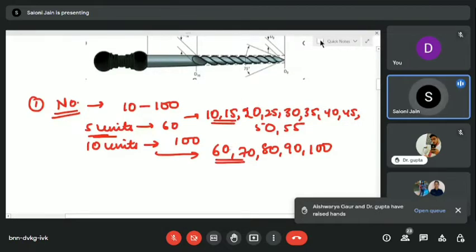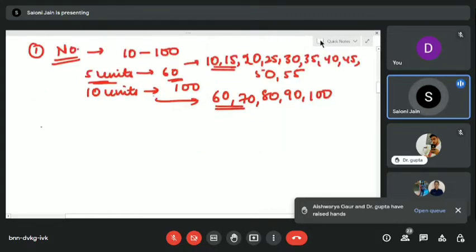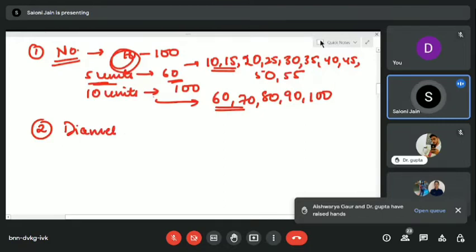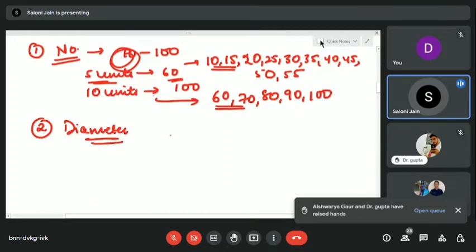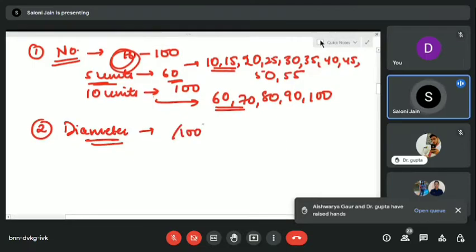So they will advance by 5 units till 60 number, and they will advance by 10 units till 100 number. Now, secondly, what they have given, first is the numbering one. Second is that each number which we have will be representative of a diameter of the instrument in hundredth of a millimeter. Each number, so we're talking about the diameter here.